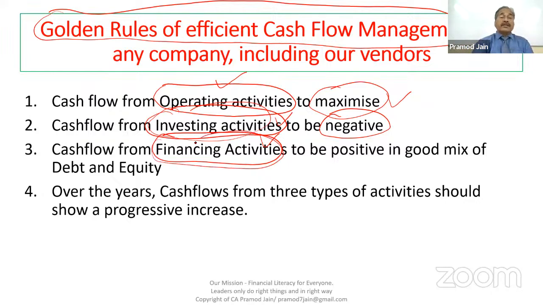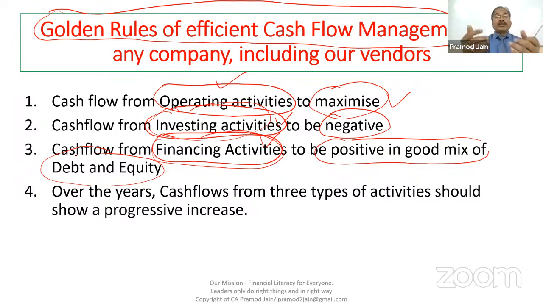And the third is cash flow from the financing activities got to be positive with a good mix of debt and equity. यानी कि जो फाइनेंसिंग एक्टिविटी से जो कैश फ्लो है वो पॉजिटिव होना चाहिए। क्यों? क्योंकि अल्टीमेटली अगर आपको कैपिटल एक्सपेंडिचर करना है तो पैसा तो लगेगा। कुछ पैसा आपको बिजनेस में से, प्रॉफिट से आएगा, और कुछ पैसा आपको डेट एंड इक्विटी के थ्रू रेज करना पड़ेगा. Finally, the golden principle of efficient cash flow management is that over the years, cash flow from all three types of activities should show a positive increase.